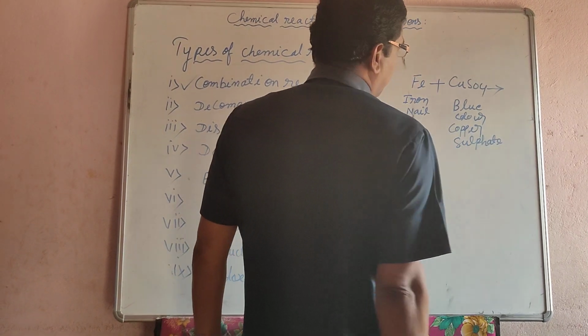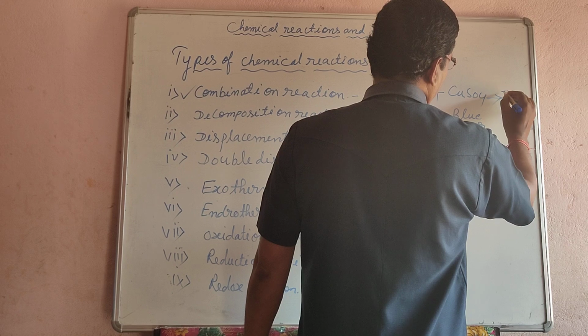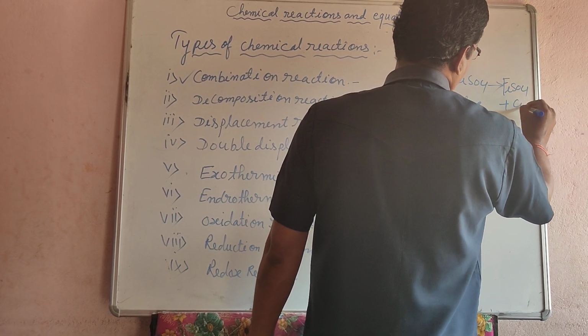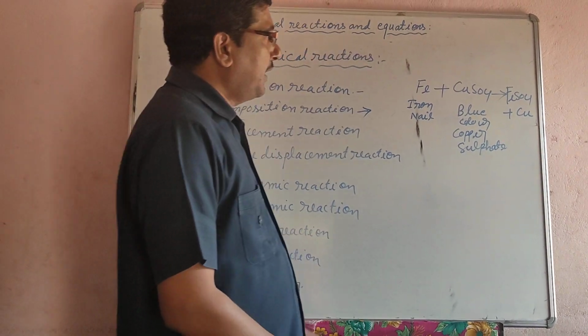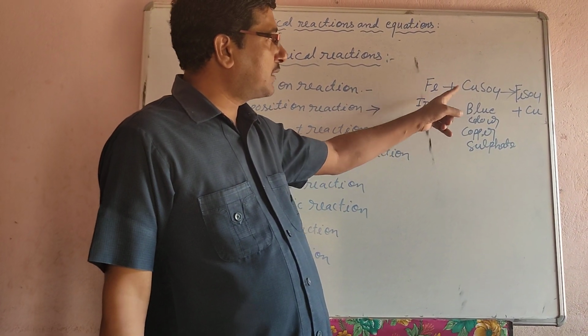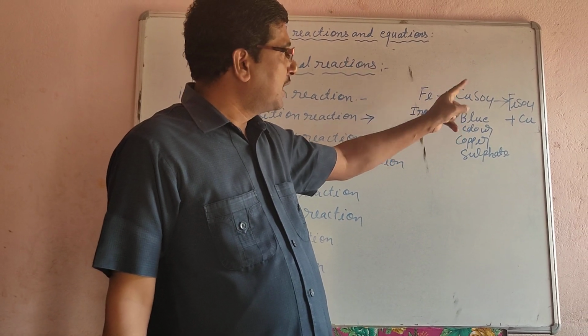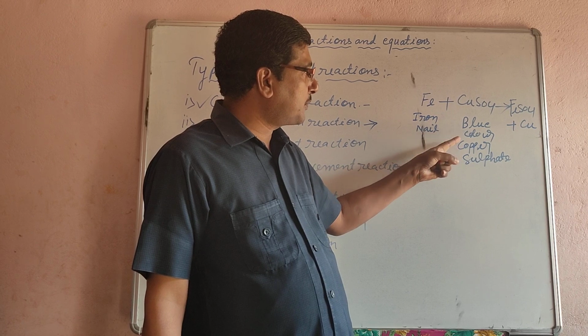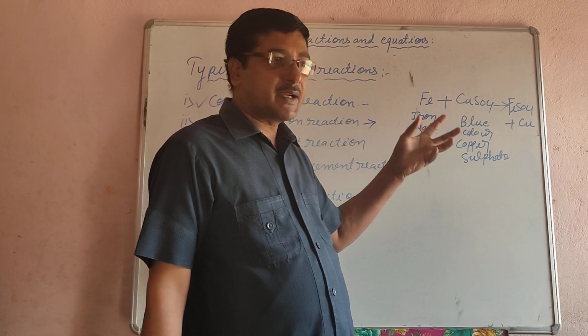Then it gives ferrous sulfate, FeSO4, plus Cu. This copper is displaced by the iron. When we place the iron nail in the solution of copper sulfate, then after some time you will find that the blue color of the copper sulfate solution gets faded.